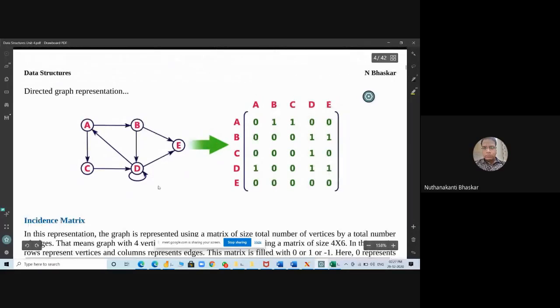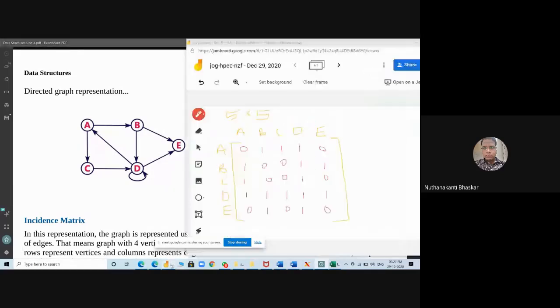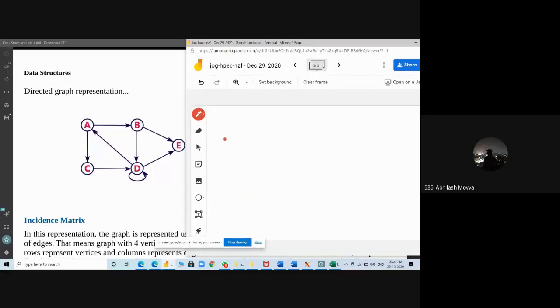we can represent a directed graph also in the form of adjacency matrices. Are you clear? Yes, sir. The procedure is the same. Here, how many vertices are there? 5. Then the matrix size is 5 by 5. Correct.